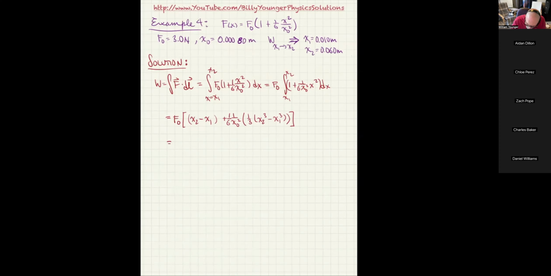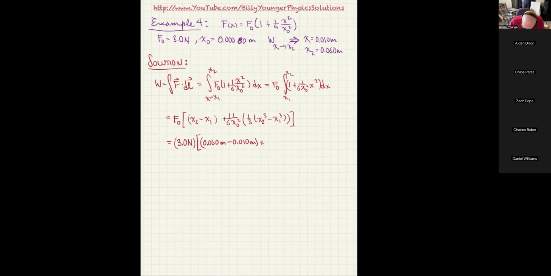So now I can put in the numbers. The F0, remember, is 3.0. And then that's multiplied by a square bracket. And in this case, it's x2 minus x1. So it's 0.060 meters minus 0.010 meters. And now you can see why I said 5 earlier, because when you subtract them, you get 0.050.